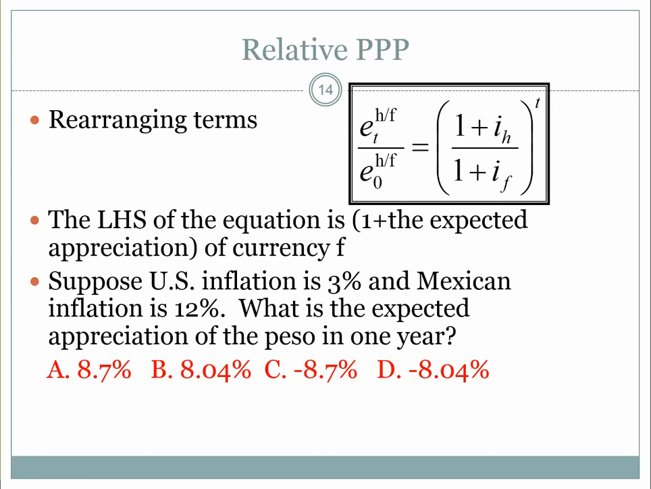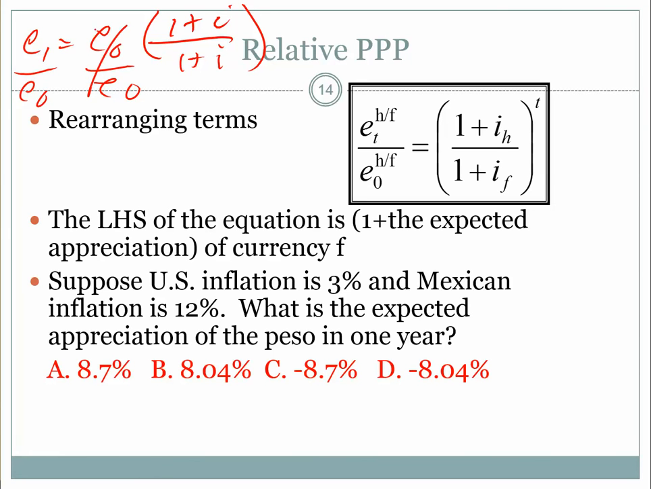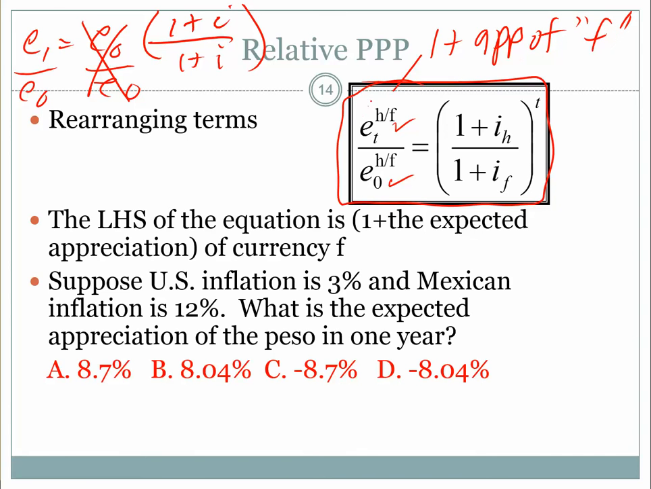Now here's a problem. It's a slightly different formulation. It takes our basic model that says E1 equals E0 times (1 plus I) over (1 plus I), except we're going to divide both sides by E0. So now we have this equation, and we're going to give an interpretation of the new exchange rate at time t over the initial exchange rate. We can think of that as 1 plus the expected appreciation of currency F. Right? It's the new price over the old price, so it must be 1 plus the expected appreciation of currency F.